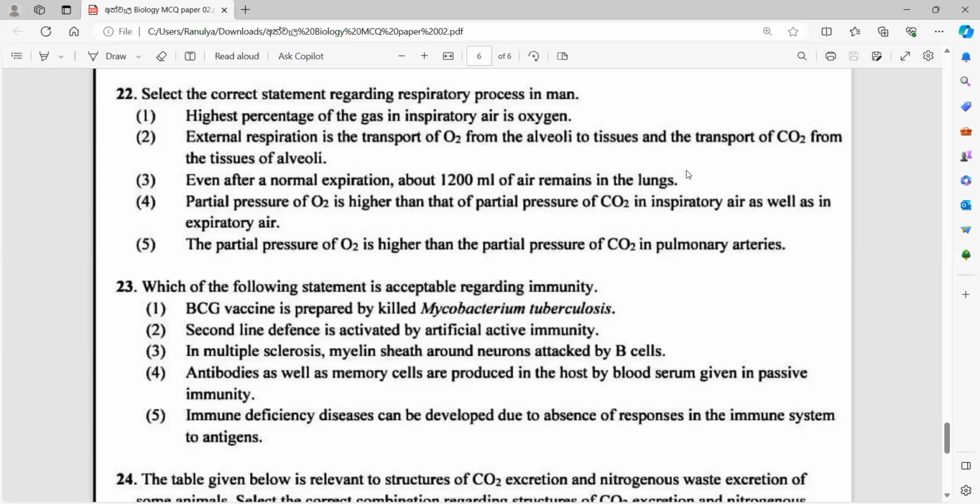Antibodies as well as memory cells are produced in the host by blood serum given in passive immunity. Memory cells would mean it becomes long term, an active immunity. But when blood serum is given, it contains already prepared antibodies. Only until those last does the person have immunity. After that there are no immune responses, it is short term. So memory cells are not given. Right? That is incorrect.